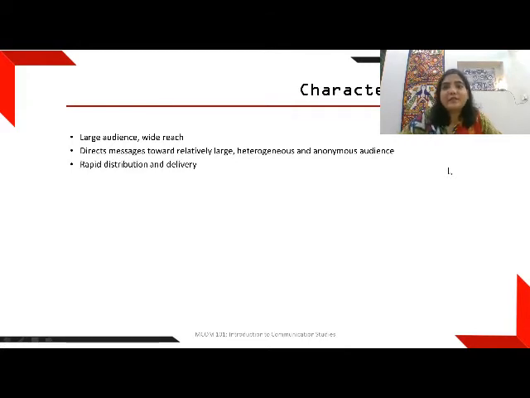Then rapid distribution and delivery. Now mass media is fast communication. Not that other communication is not so fast, but considering that so much technology is involved, and the way technology is progressing, the distribution method is becoming more and more rapid.